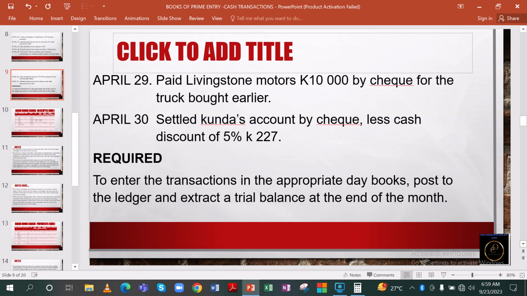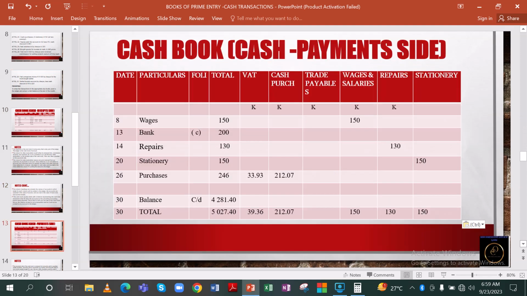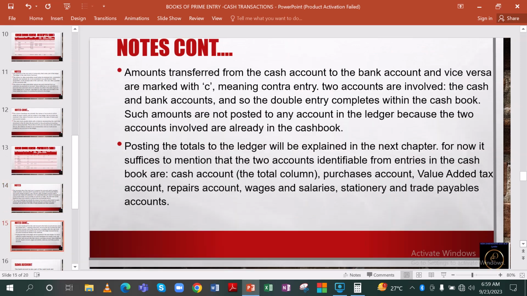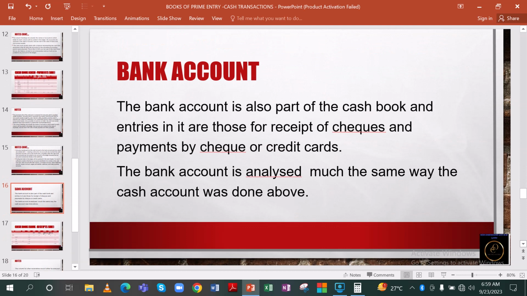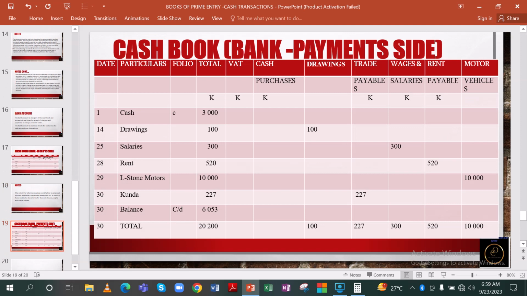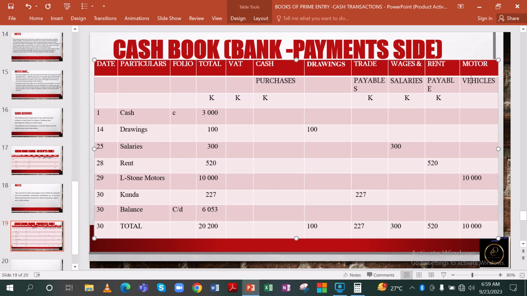So we go there, cash book bank payment side. The cash book bank payment side should be able to record this particular transaction. We have Livingston Motors captured, 10,000 payment, and this is a motor vehicle. As you can see there, it's indicating motor vehicle. Okay, fine. So that's what is captured there.